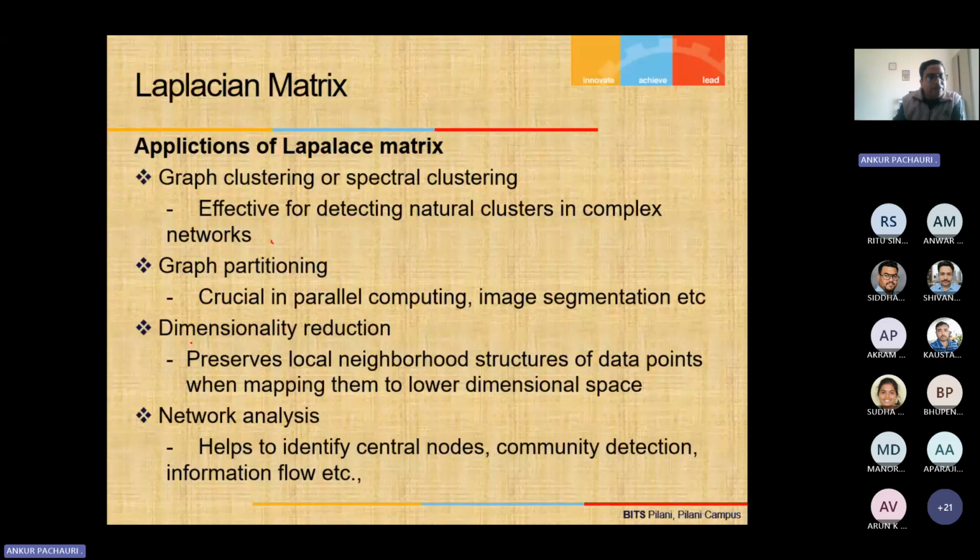The third area is dimensionality reduction, where it preserves the local neighborhood structures of data points when I'm mapping them to a low dimensional space. And the fourth is network analysis, where it helps to identify the central nodes, community detection, what the flow of information is, and so on.